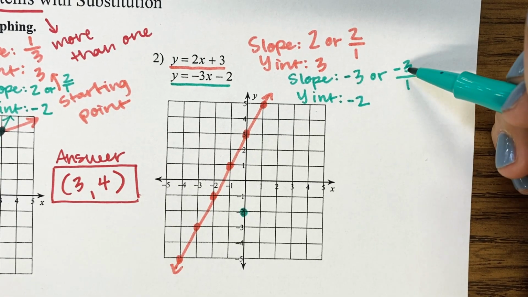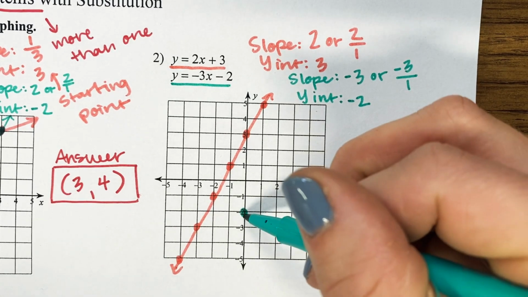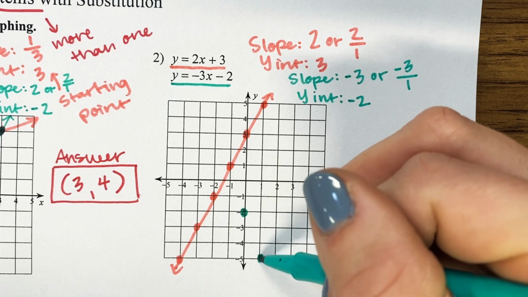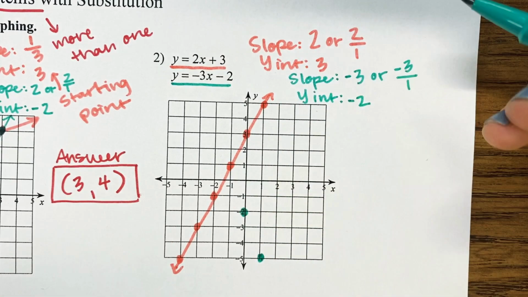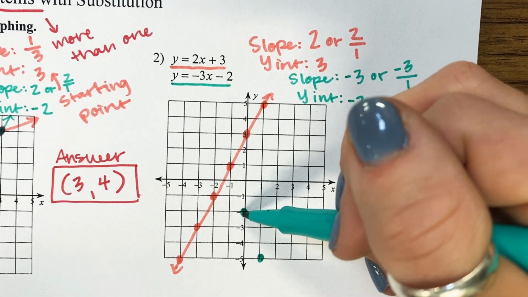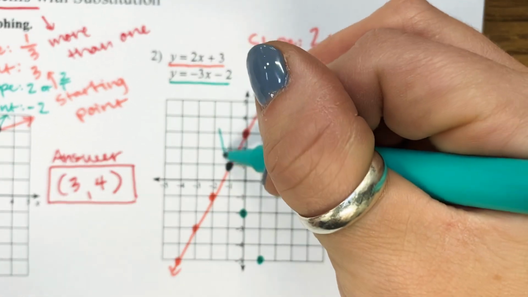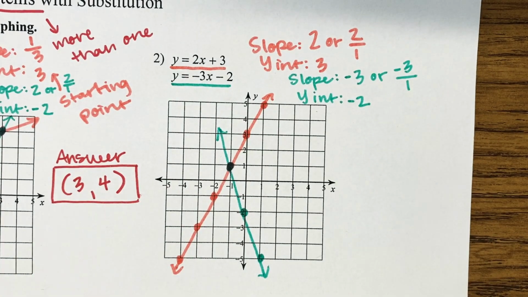Now we have to use our slope to count to our next point. This time it's a negative slope, so we're going to go down 3, 1, 2, 3, and over 1. You'll notice that the line is going down and to the right, but we still don't have where they intersect. So let's go backwards. Go up 3, 1, 2, 3, and back 1, still creating that straight line. That line is going down and to the right because it's a negative slope.